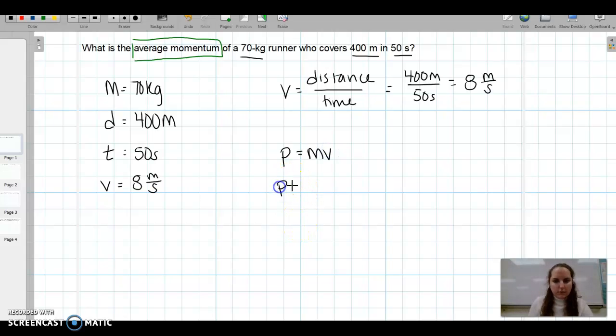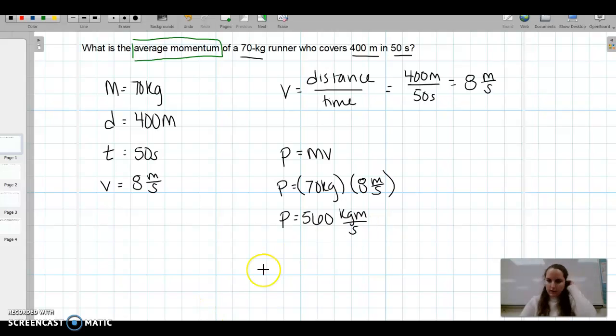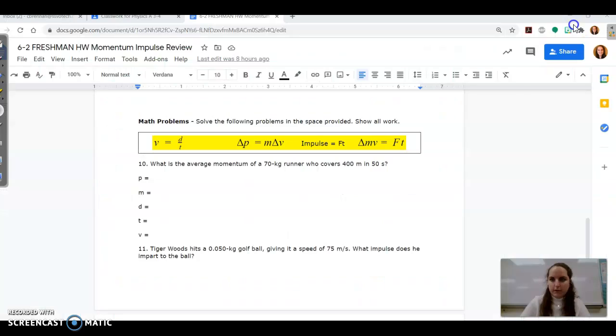So now we just have to plug in what we know. This is 70 kilograms times 8 meters per second, and you should find that the momentum of the runner is 560 kilogram meters per second. All right, let's look at the next question.